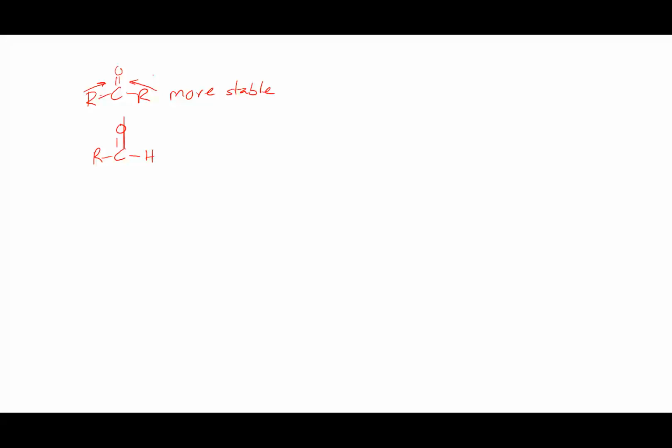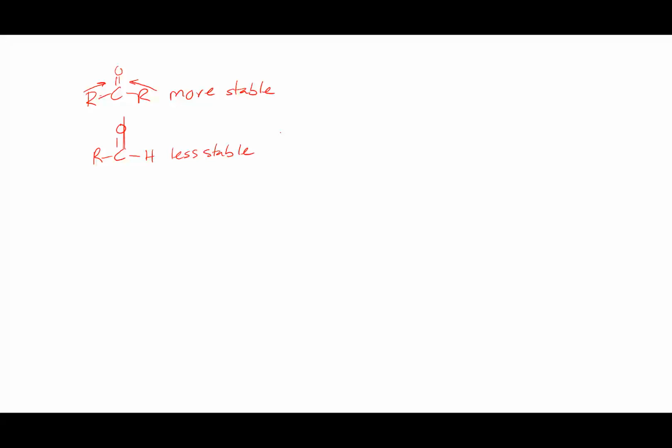How about a carbon-carbon double bond? What makes a carbon-carbon double bond more stable? More substituents, more substituted. The more substituted the carbon-carbon double bond, the more stable it is. Carbonyls are no different. So an aldehyde is less stable than a ketone.